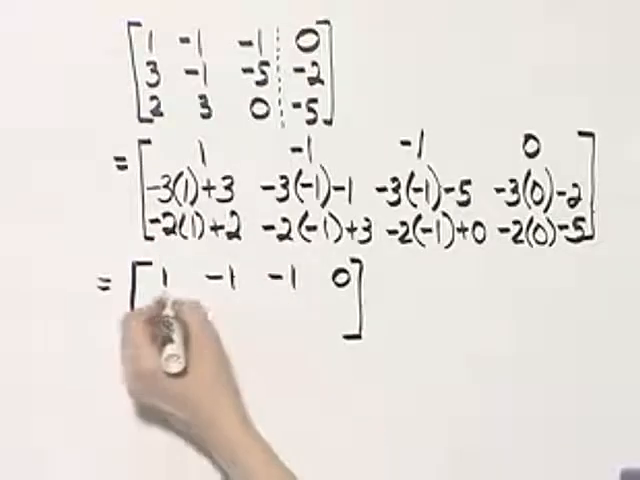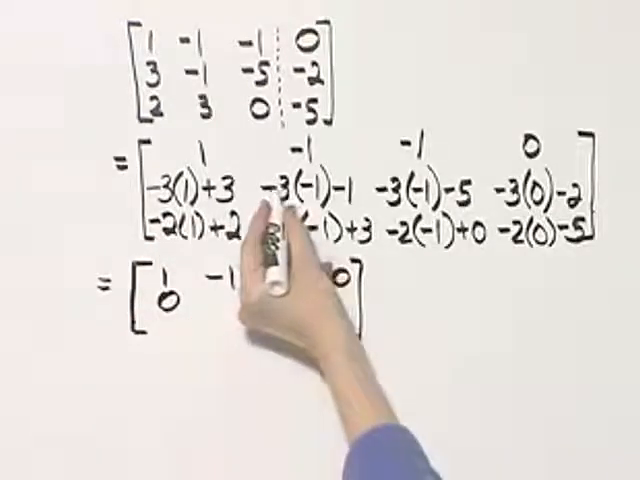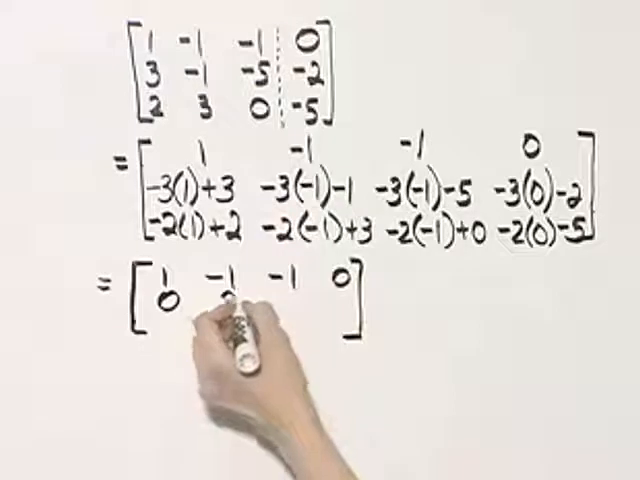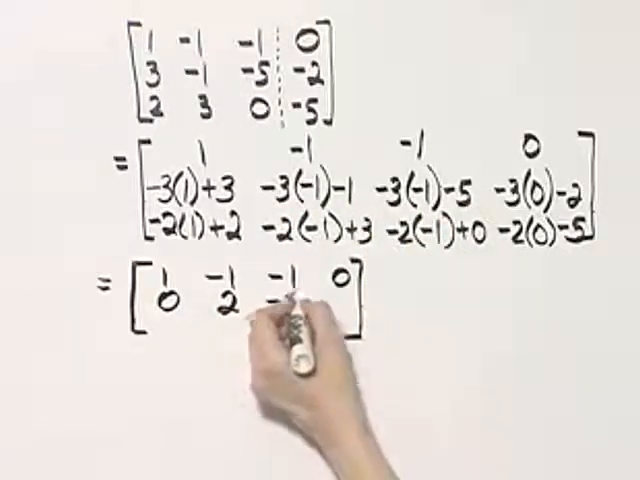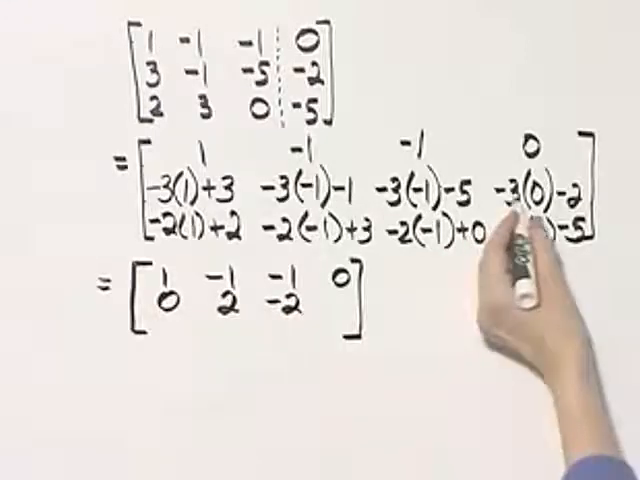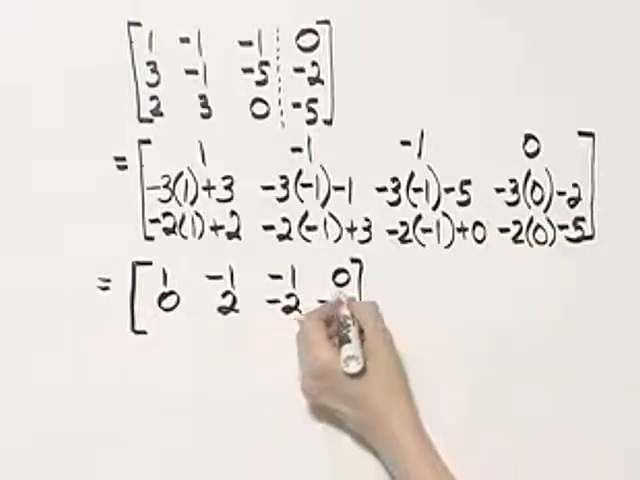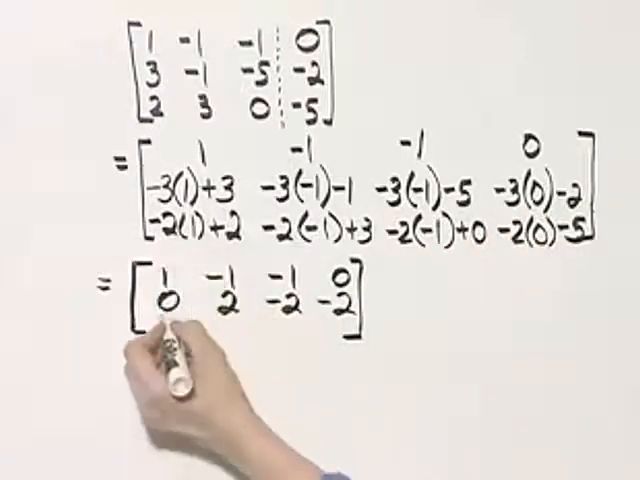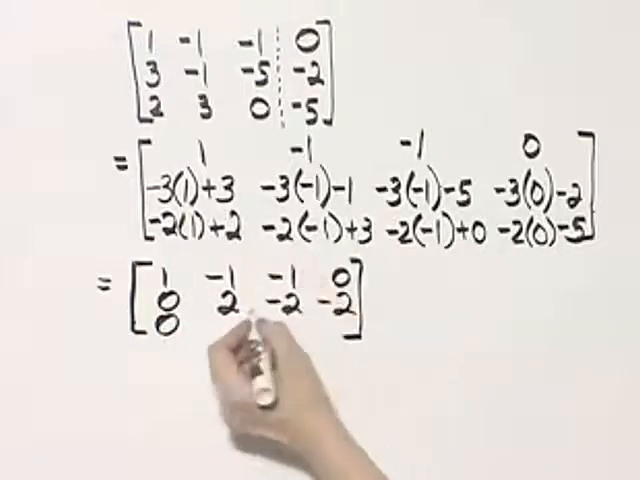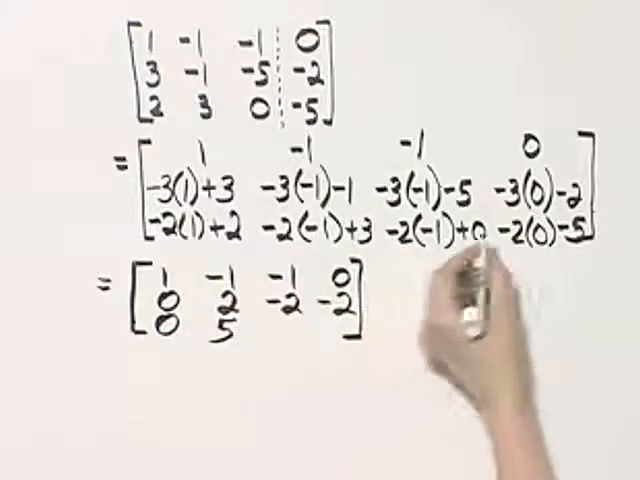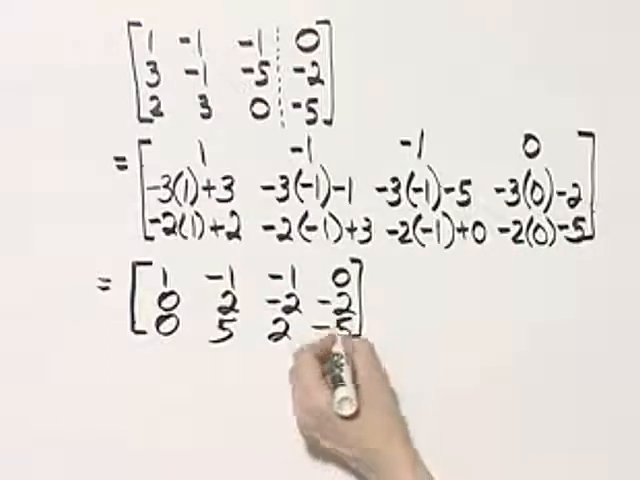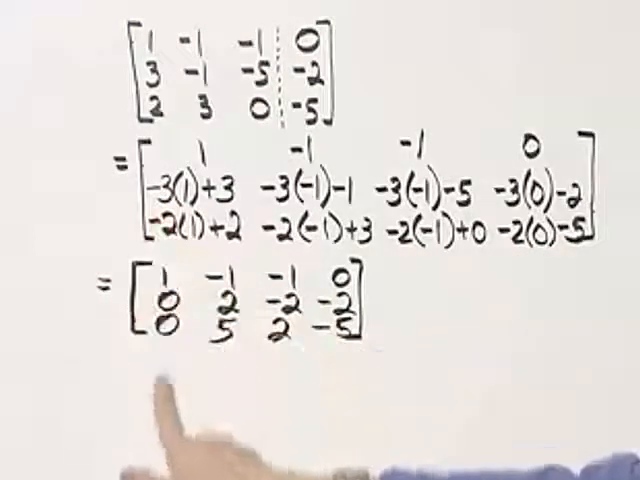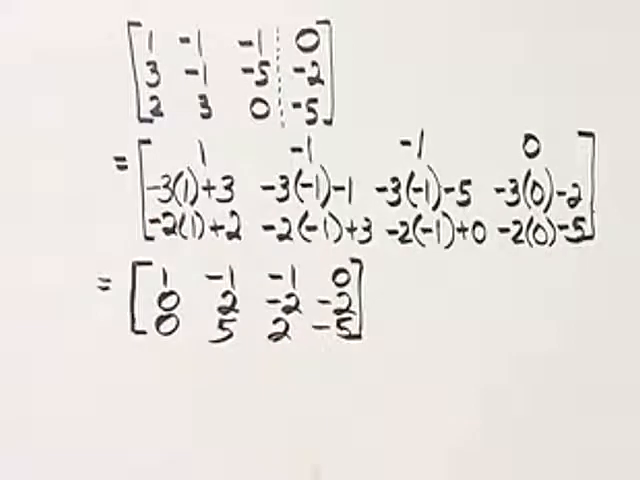-3 times 1 plus 3, that's 0 like we want. That is 3 minus 1 or 2. This is 3 minus 5 or -2. This is 0 minus 2 or -2. This is 0 like we want. 2 plus 3 is 5. 2 plus 0 is 2. And 0 minus 5 is -5. I've completed my work on the first row.